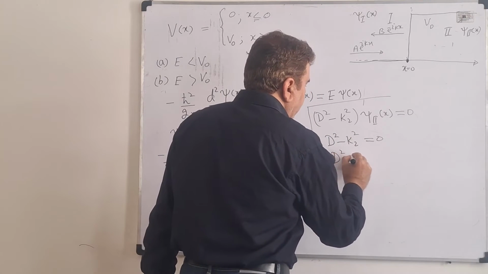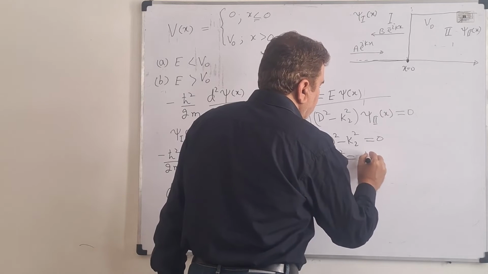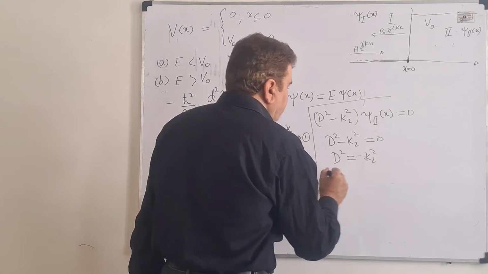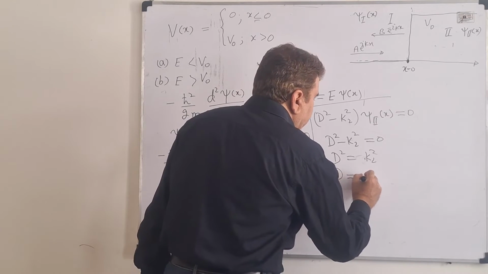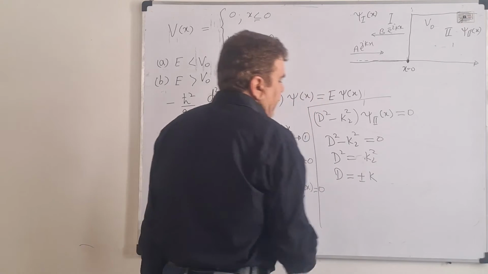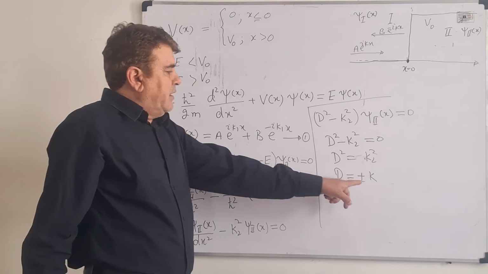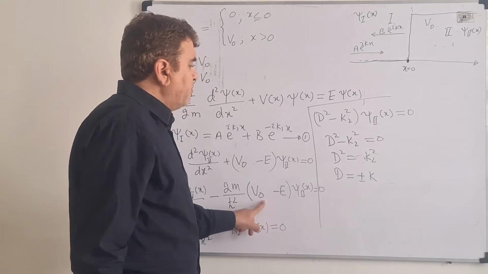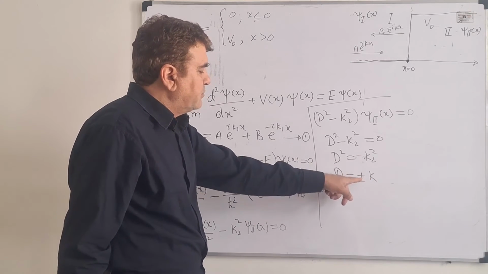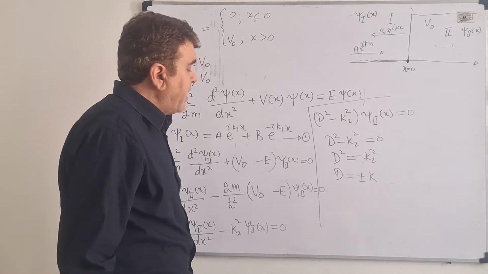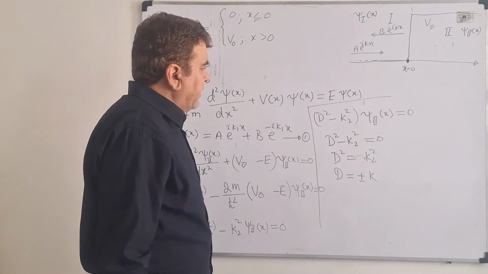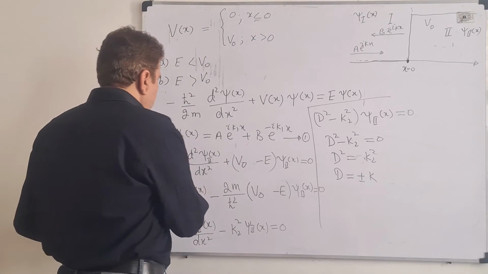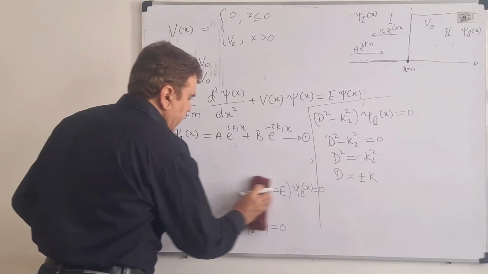This allows me to write d squared equals plus K2 squared, and this gives me d equals plus minus K2. So this time we have two real roots. K2 is a real number, so we have two real roots, not complex roots. And every root again gives rise to a solution. Therefore, I can write the solution in region 2 over here.